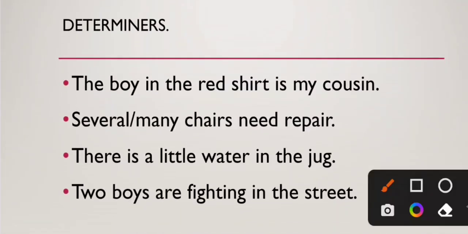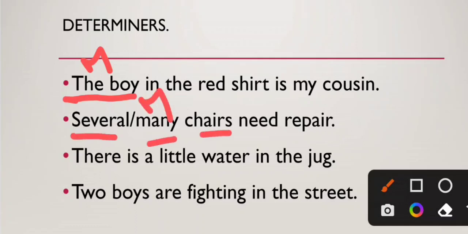Determiners are also modifiers. "The boy in the red shirt is my cousin." Which boy? The boy in the red shirt. So in "the boy," the is a modifier. "Several or many chairs need repair." So several and many are also modifiers. They are describing chairs. "There is a little water in the jug." Little is also a modifier. It is modifying the noun water. "Two boys are fighting in the street." How many boys? Two boys. So two is describing boys.